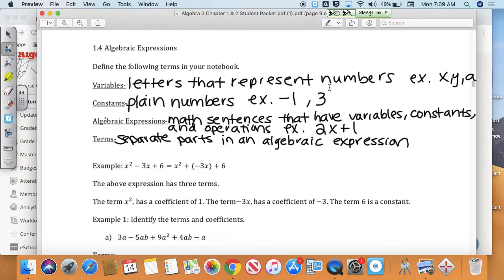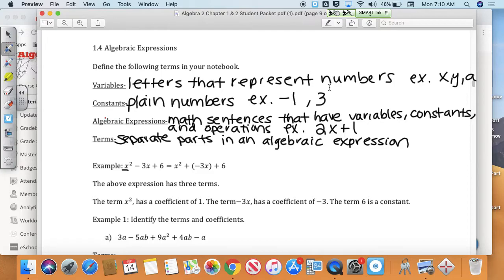So for example, x squared minus 3x plus 6, also known as x squared plus negative 3x plus 6, has 3 separate terms. The first term is x squared, since that's the very first term we see in the expression, and it has a coefficient of 1. That means there's an invisible 1 in front of the x squared. Whenever there is a coefficient of 1, we don't have to necessarily write that. The coefficient means the number in front of the variable. So that has the coefficient of 1.